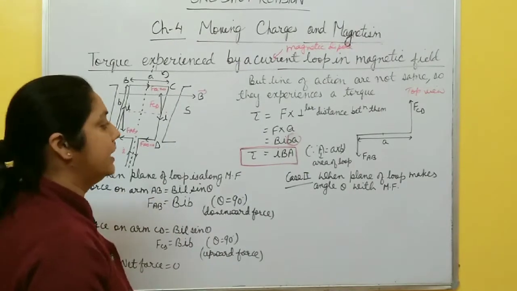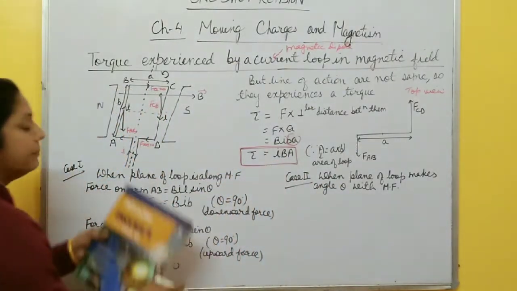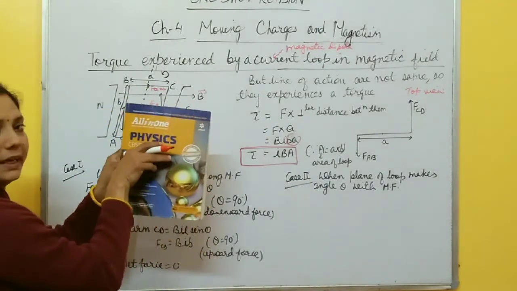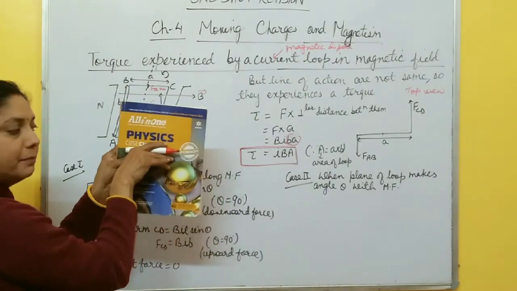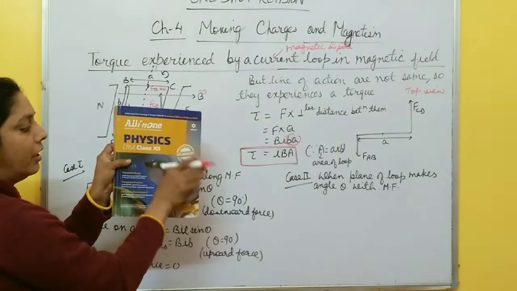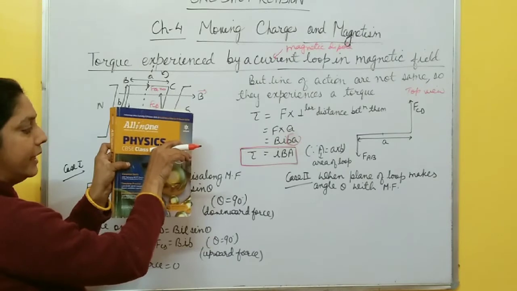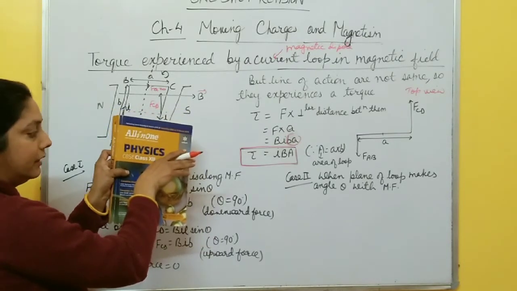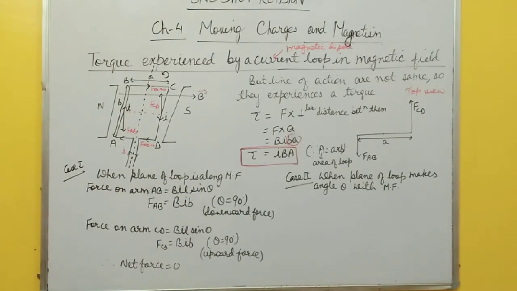Now the second case is a little bit different, when the plane of the loop makes some angle with the direction of the magnetic field. First, this is the direction of the magnetic field and this is the rectangular coil. Both are in the same plane. Now you rotate this loop by some angle theta. It means the magnetic field and the area vector make some angle theta, right? So what happens? Let us discuss. First take a screenshot of this one.